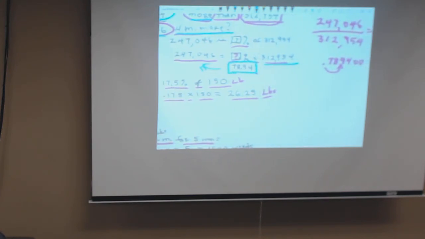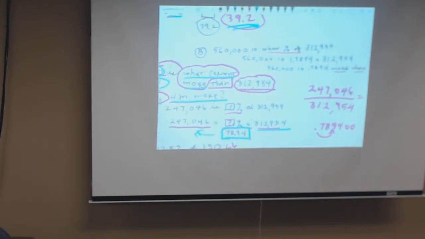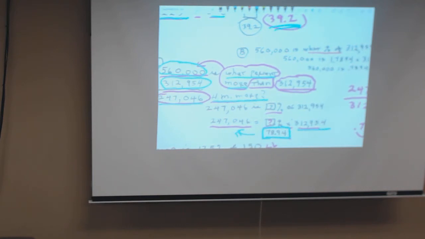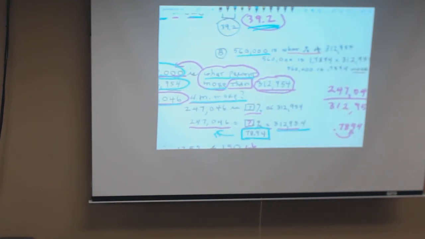But later in life, someone taught me a shortcut that said, look, just take the original number. 560 is what the armor plated version costs, and that is what percent of the 312. Even though that's not what they're asking.